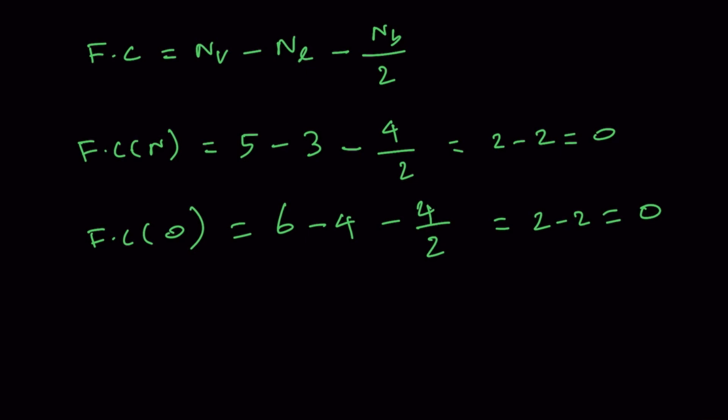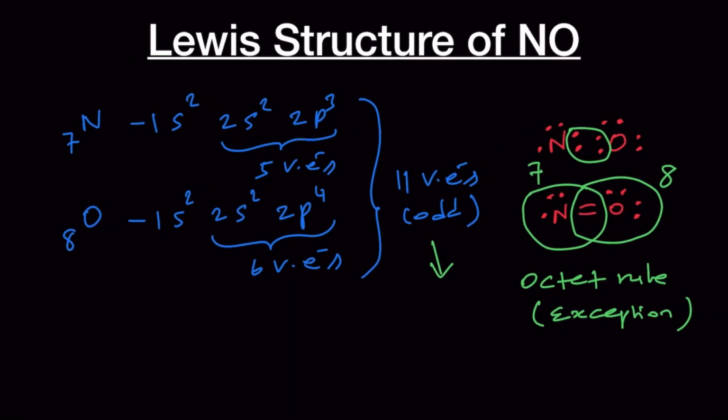So the formal charge on nitrogen as well as oxygen, we are getting it as 0. This means that this is the best Lewis structure that we can draw for nitric oxide.